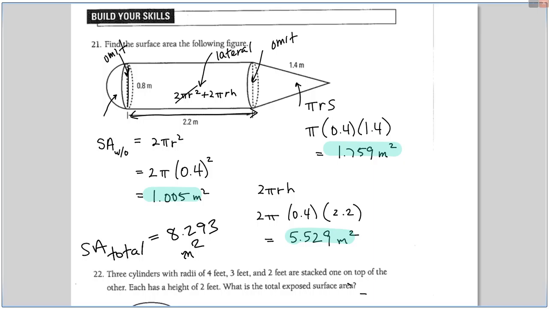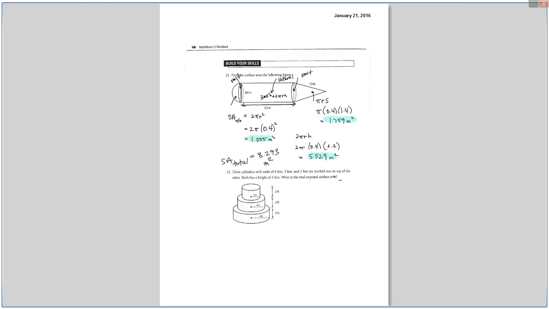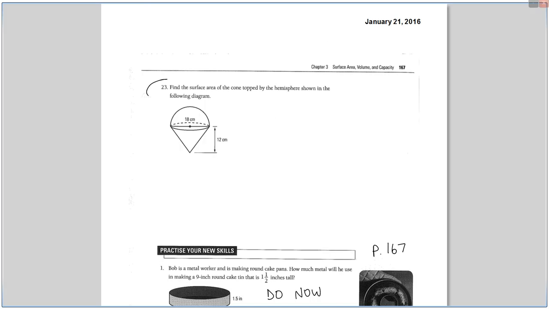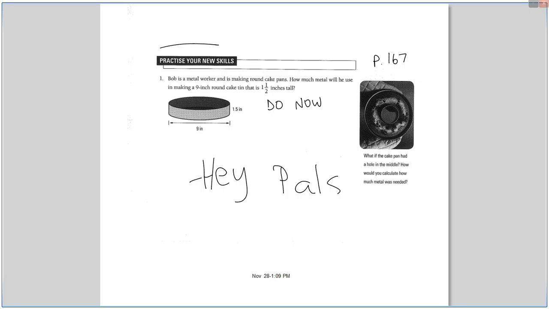Alright, so for the rest of this, I think we'll do 22 and 23 tomorrow. 22, 23 tomorrow. And you guys can start working on to practice your skills.